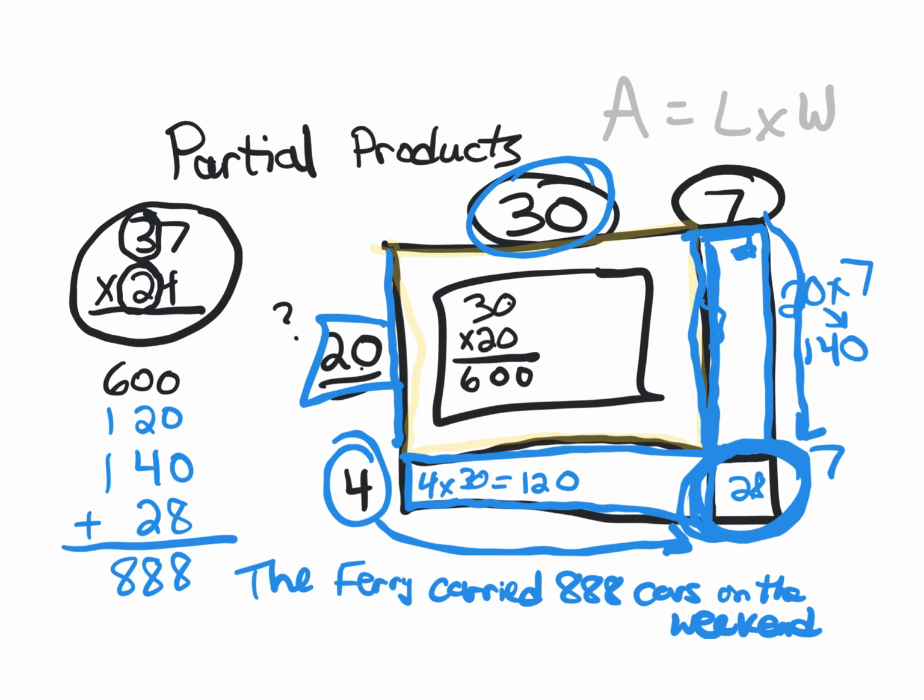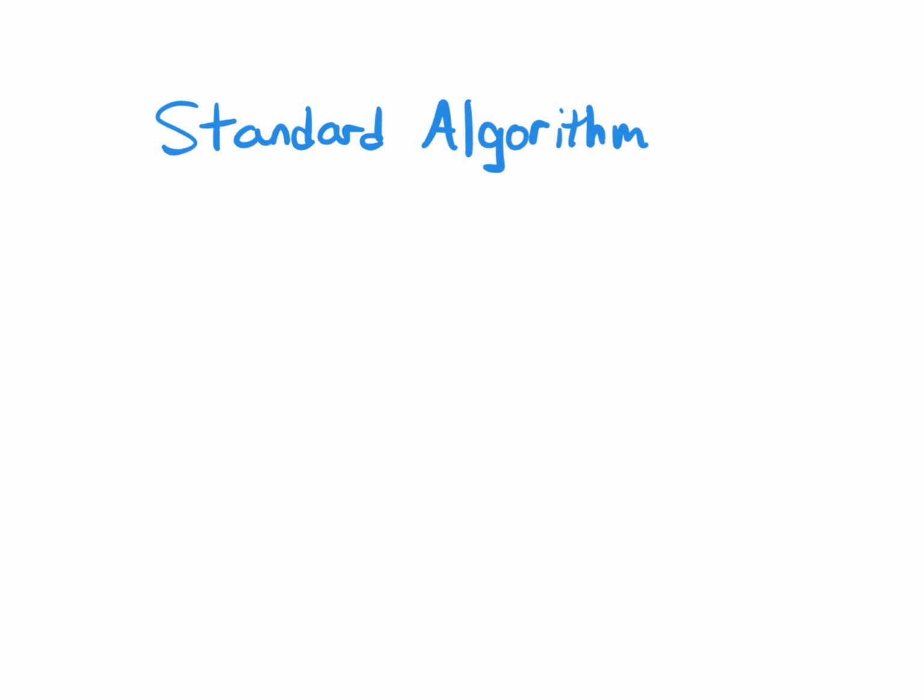So next we're going to look at the standard algorithm. So everybody write standard algorithm in your notebook. An algorithm is just a way of solving the math problem. So we got pretty much 2 steps. Step 1, we multiply by the ones. Step 2, we multiply by the tens.